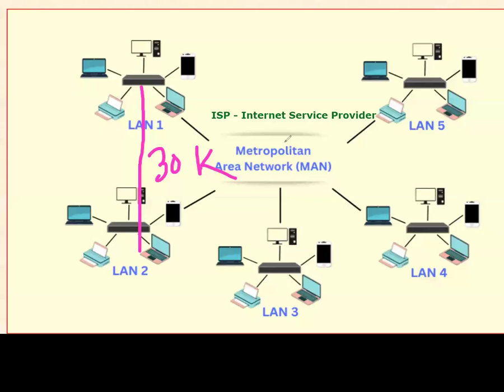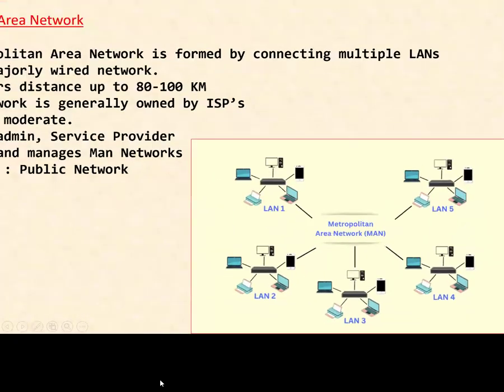Okay, and these cables are laid down by whom? They are laid down by the internet service providers, and these cables are used by multiple companies, and every company will pay money according to their usage, and the internet service provider is providing the services. This is your metropolitan area network, my friend. See, it is majorly local area networks connected with each other, right? That is what the metropolitan area network is all about.